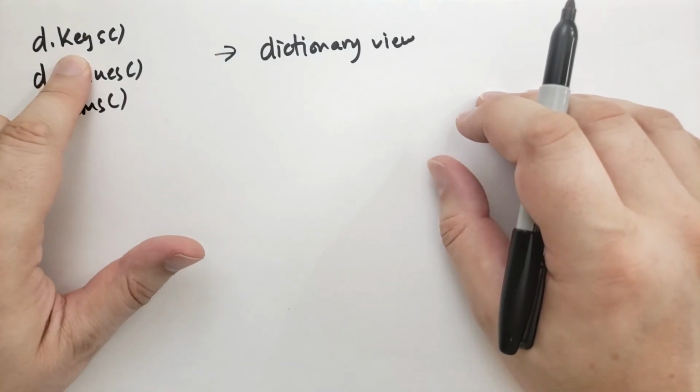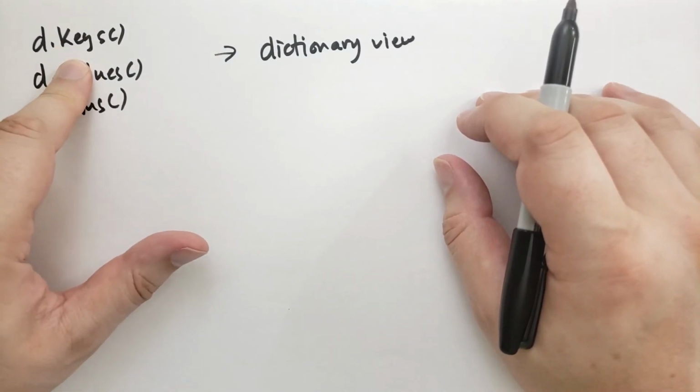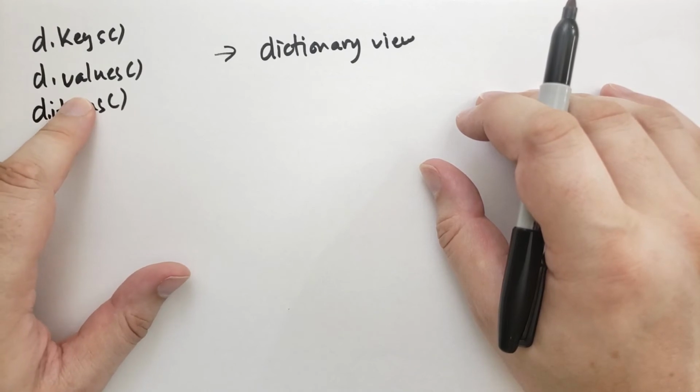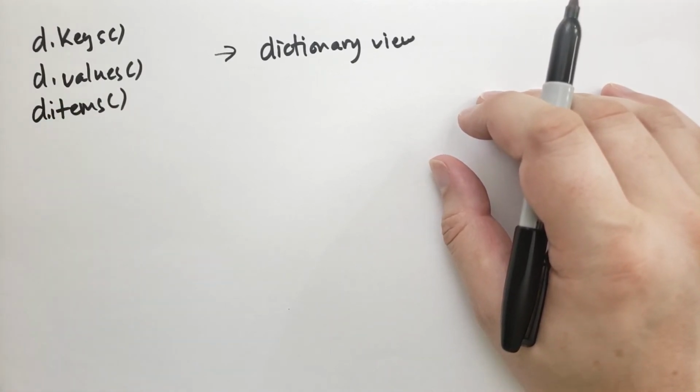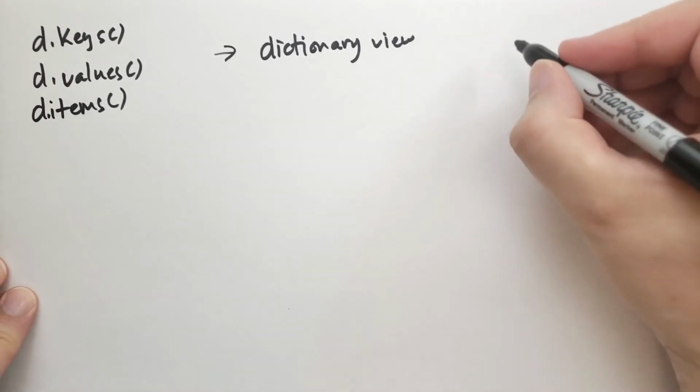In the case of keys, that object, when you iterate across it, will give you each of the keys of the dictionary. The values will give you each of the values in the dictionary, and the items will give you key value pairs. Here's some code that'll help you understand what's happening.